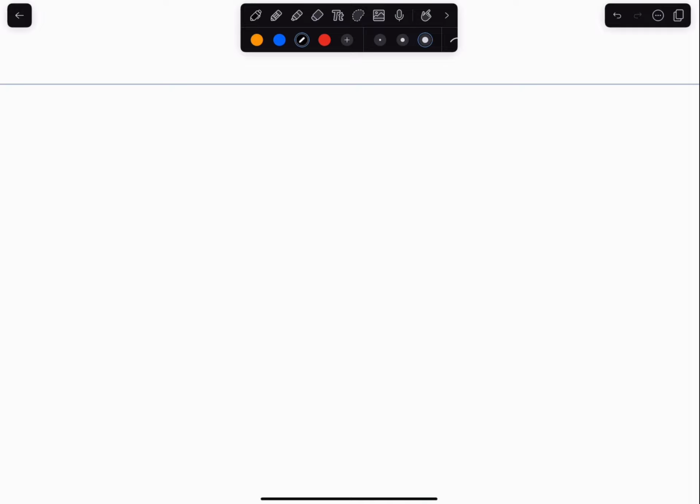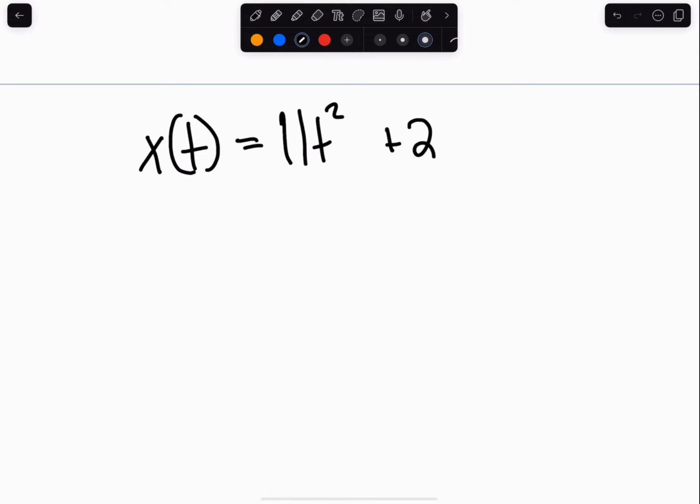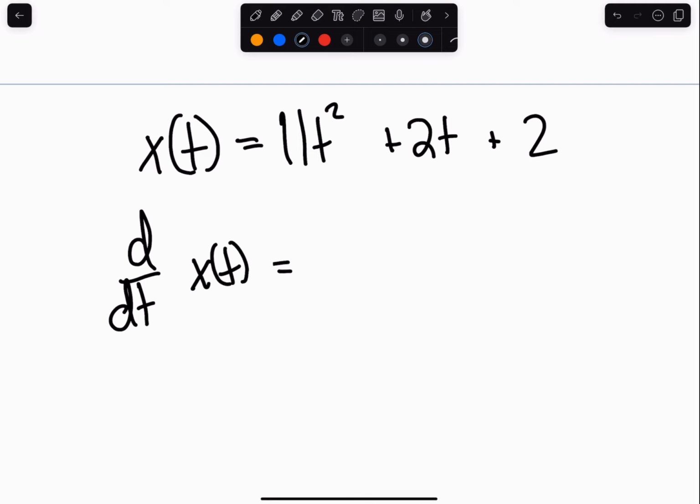Let's try another example. Let's say we have a position function of x of t equals 11t squared plus 2t plus 2. Let's try and find acceleration at time t. To do this, we need to take the double derivative of this position equation. So, let's take the first derivative, and that ends up as 22t plus 2.